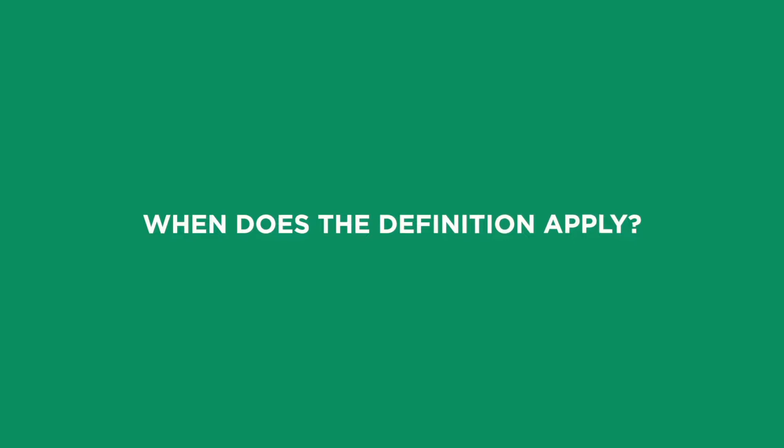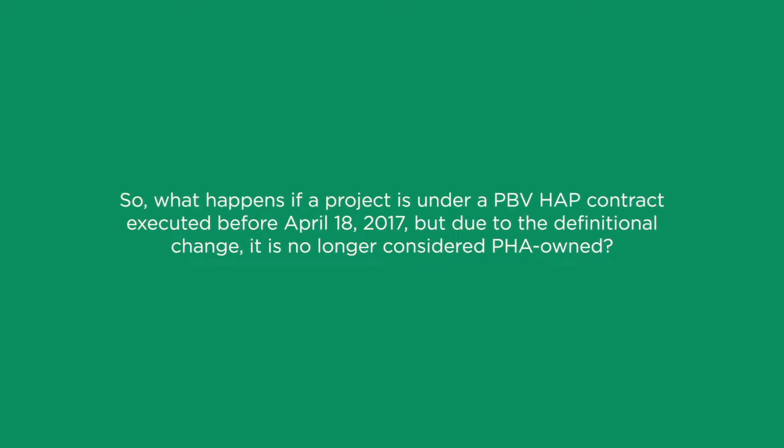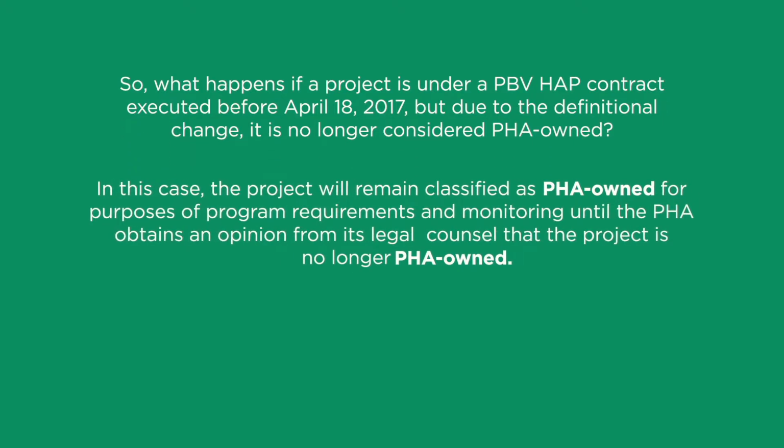Now we will look at when the definition applies. Remember, the new PHA-owned definition applies to PBV HAP contracts and AHAPs executed on or after April 18, 2017. So, what happens if a project is under a PBV HAP contract executed before April 18, 2017, but due to the definitional change, it is no longer considered PHA-owned? In this case, the project will remain classified as PHA-owned for purposes of program requirements and monitoring until the PHA obtains an opinion from its legal counsel that the project is no longer PHA-owned.